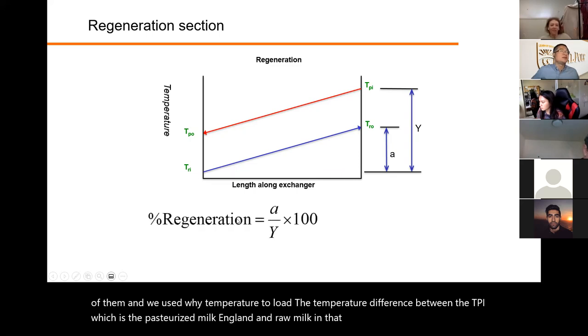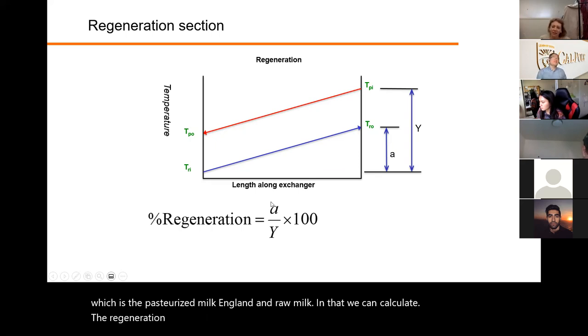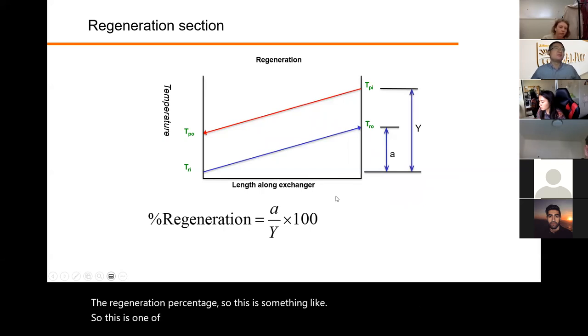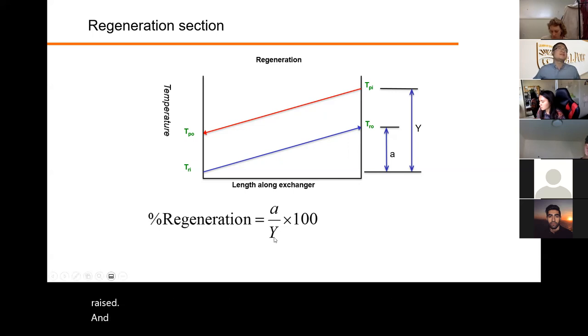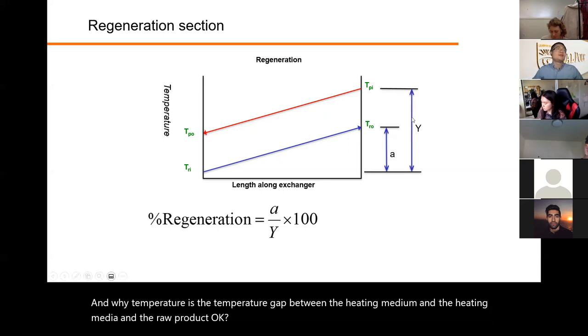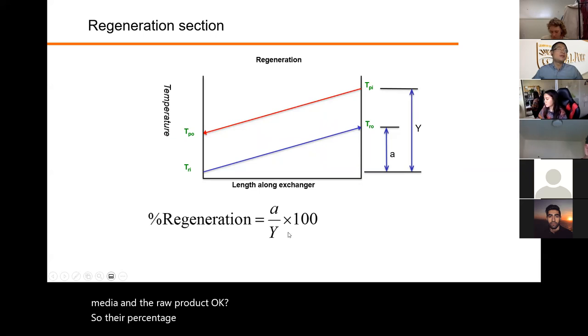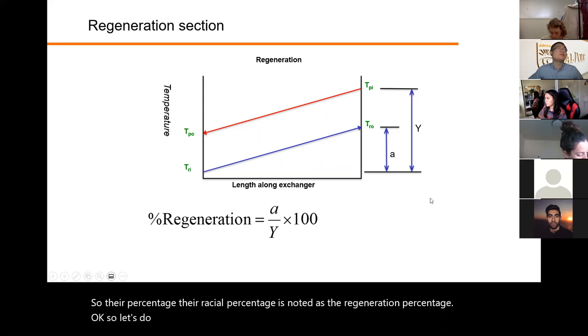We can calculate the regeneration percentage. This is one of the parameters we use to determine the efficiency of the heat exchanger, okay? Basically A is how much the temperature on the lower temperature side has risen, and Y is the temperature gap between the heating medium and the raw product, okay? Their ratio as a percentage is the regeneration percentage. Let's do a quick sample so you have a better idea of what that means and how to calculate it.